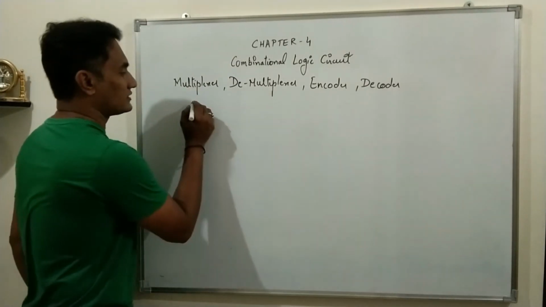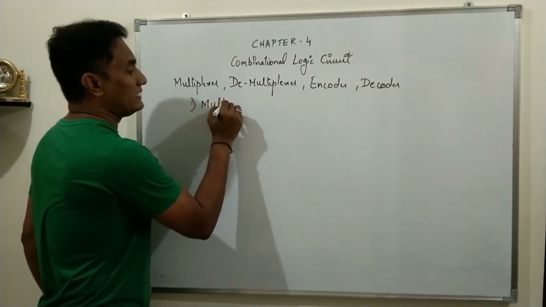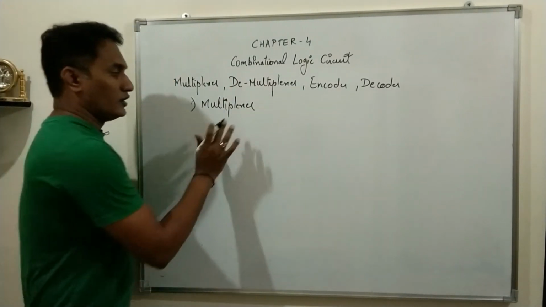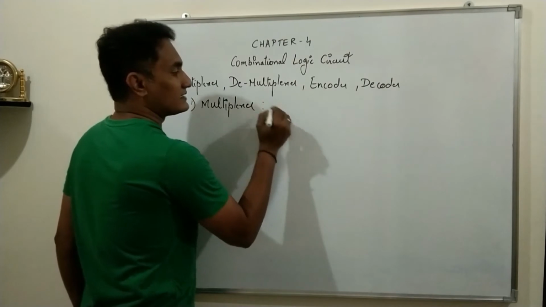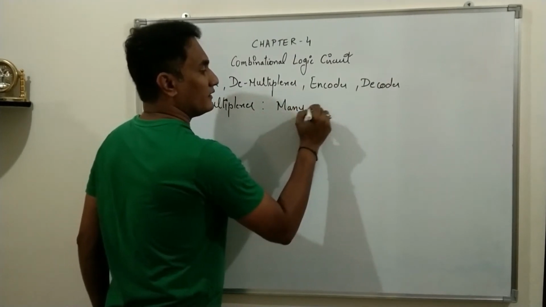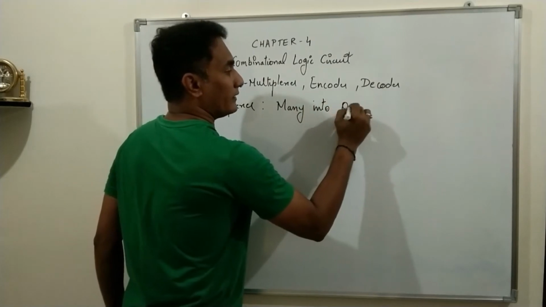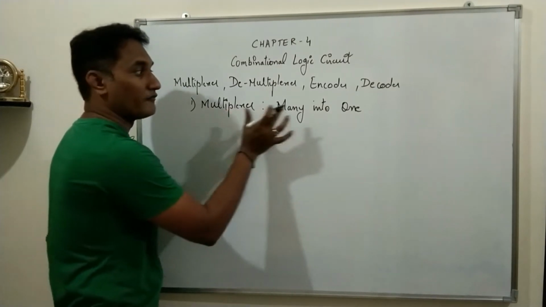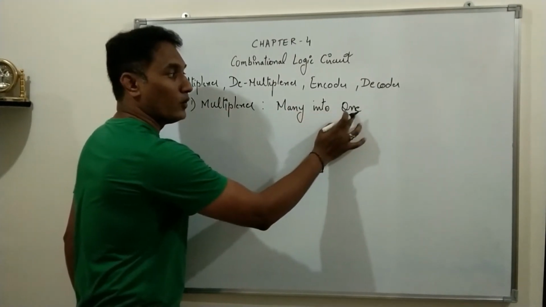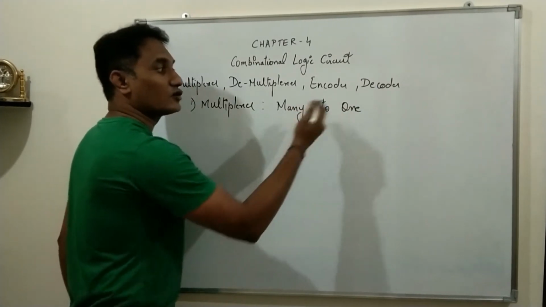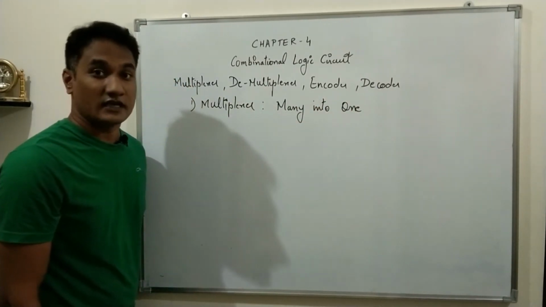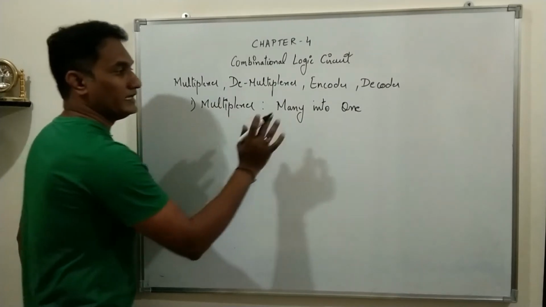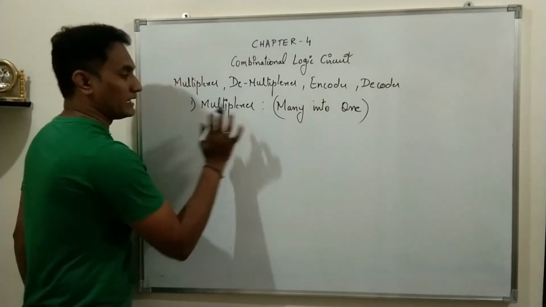I'll start with the first one, called multiplexer. You have to remember multiplexer as many into one. That means multiplexer is a logic circuit where you have many inputs but only one output, and the inputs are transferred to the output depending upon certain control conditions, which are called select lines. I'll again explain, many into one. This is how we remember multiplexer.